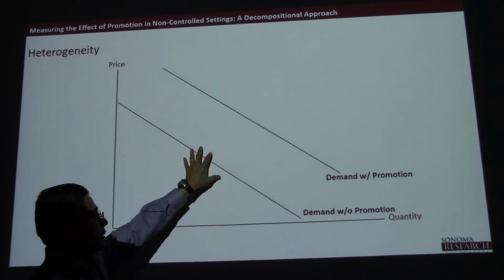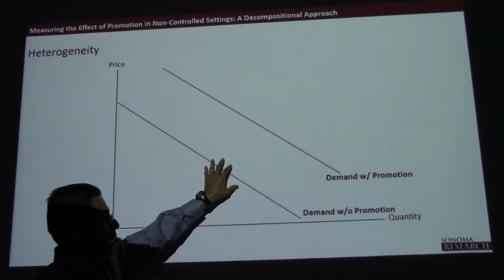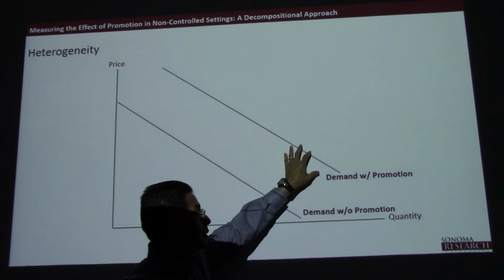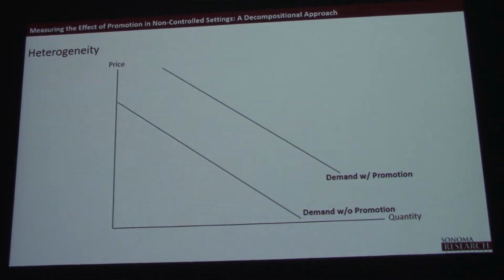The assumption being that these consumers, the people that buy off promotion, are similar to the people that buy on promotion. And that's really what you have to think about. When we think about regressions and dummy variables and all those things, we kind of get lost sometimes. We lose the forest for the trees. We get lost in the technicalities. But really what this picture is saying is that people that buy on promotion are exactly the same as people that buy off promotion.